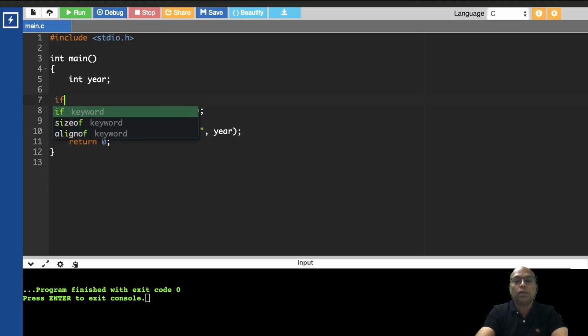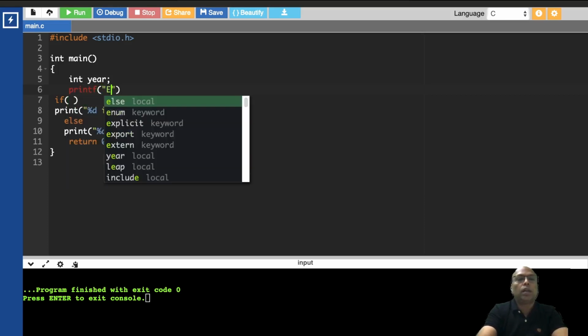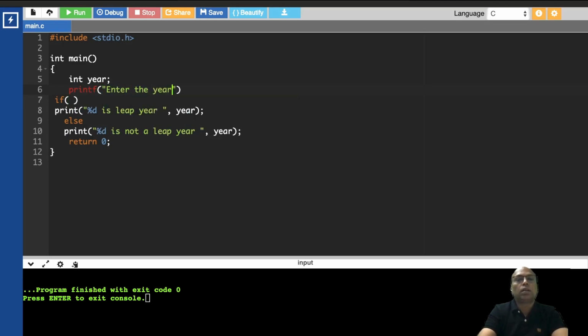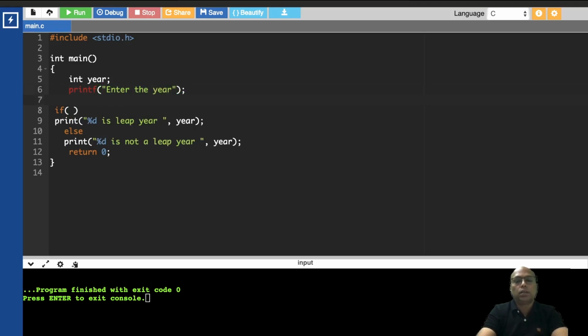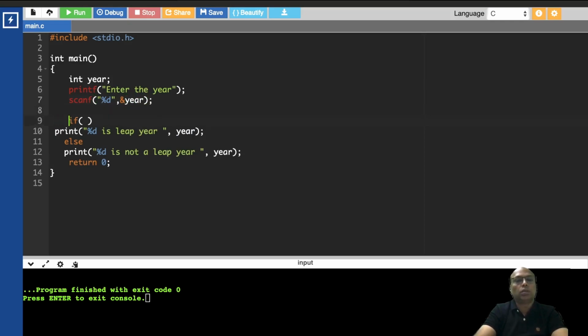Therefore, I am going to put an if and an else. What is the condition? Input: printf "Enter the year", scanf "%d". Okay, now I am supposed to put a condition here. I need to give either true or false, right?